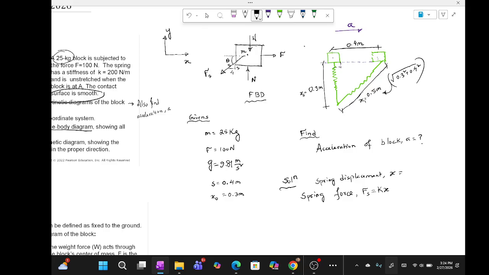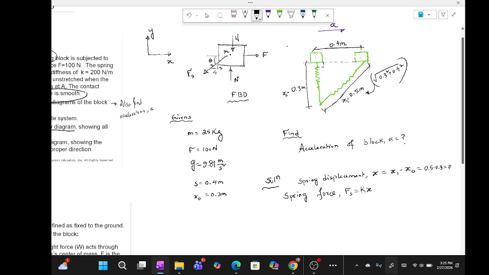All right, so this Kx here, this x is the spring displacement. I can write it this way: it is x1 minus x0. How many of you agree with me on that? Everyone? All right. So then we do have both values. I can write that value as 0.5 minus 0.3, which would be 0.2.